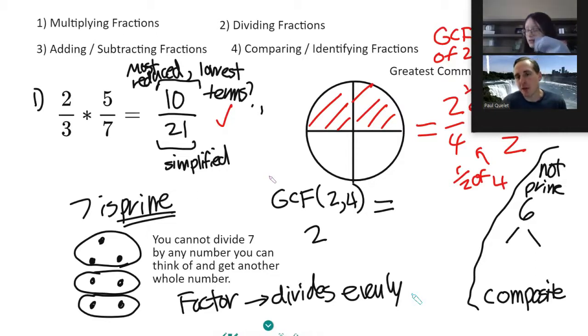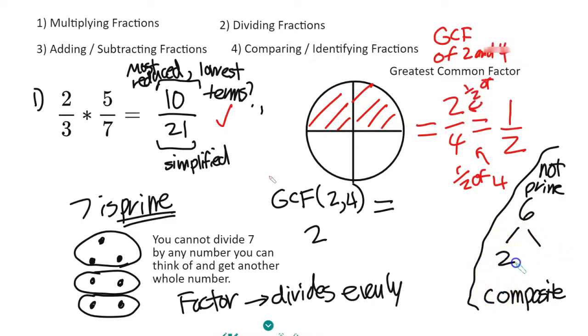Now with numbers, the parts are just called factors, which divide evenly. So can you tell me, aside from 6 and 1, what other numbers multiplied by each other give 6? 2 and 3.